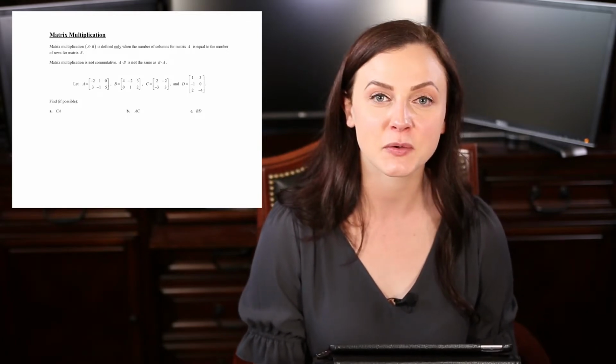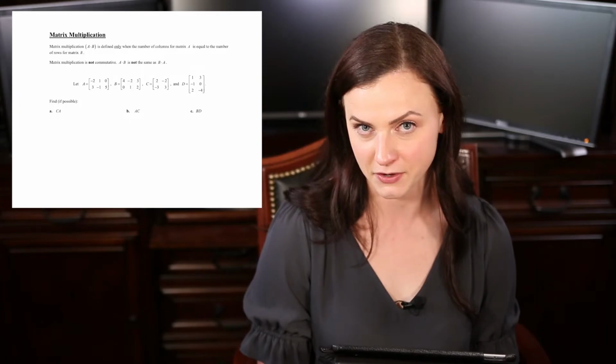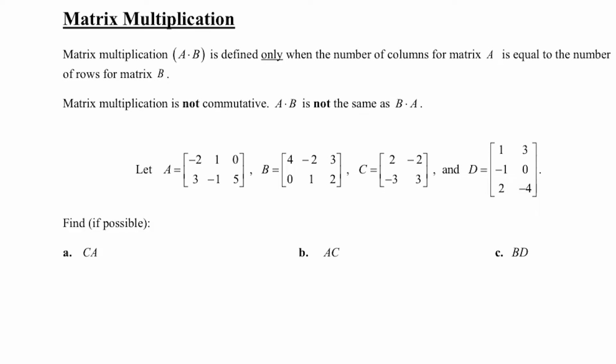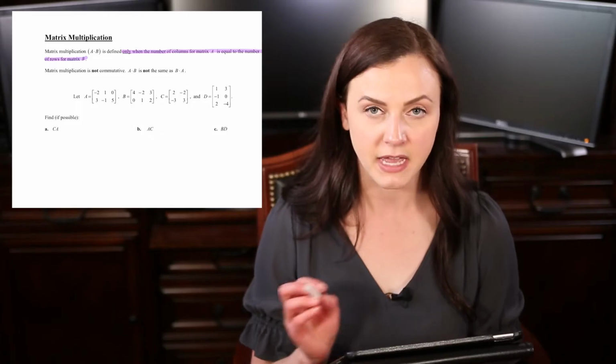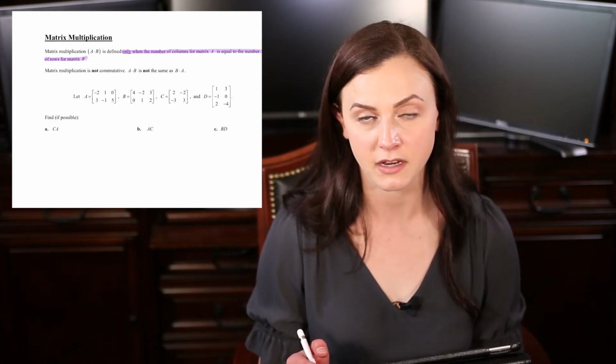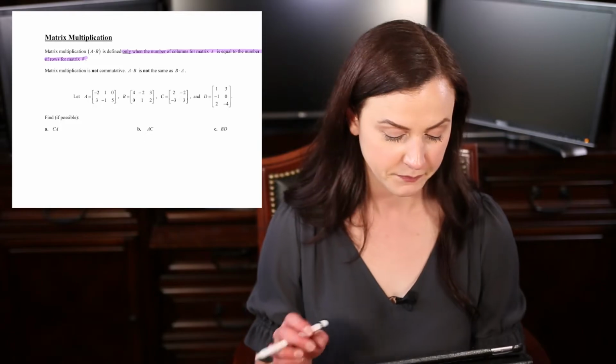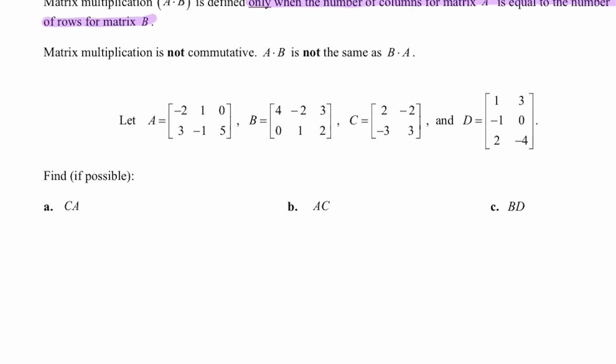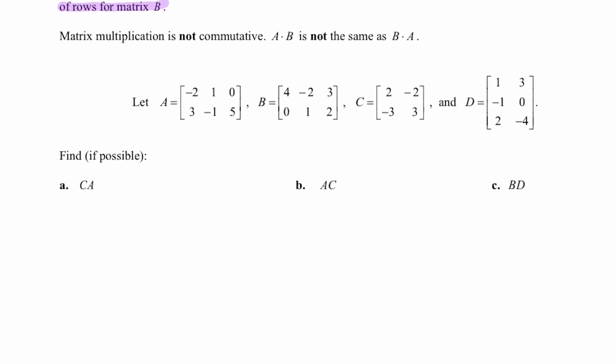Today I'm going to show you how to multiply matrices together. Matrix multiplication is defined only when the number of columns for matrix A is equal to the number of rows for matrix B. And matrix multiplication is not commutative. That means if you do matrix A times B, that is not the same thing you will get if you do B times A. So I have given you a few matrices here, A, B, C, and D.